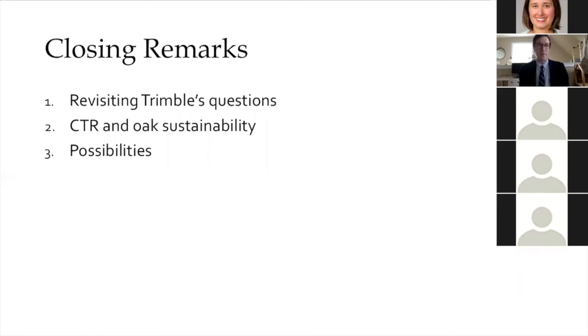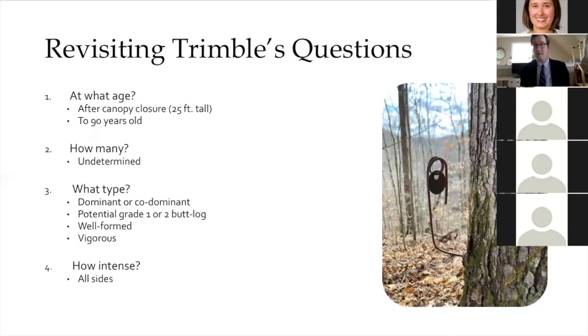Okay, moving into some closing remarks, trying to tie some of these results back to those challenges and back to the questions that Trimble asked about crop tree release. I want to start with revisiting Trimble's questions and how this study fits into the greater body of work about crop tree release. First, as far as what age, we found that crop tree release was effective in stands age 70 to 80 years old. So it confirms that upper threshold of 90 years old as a possibility.